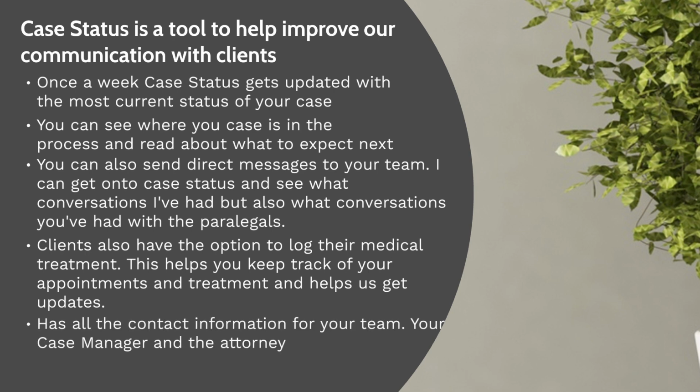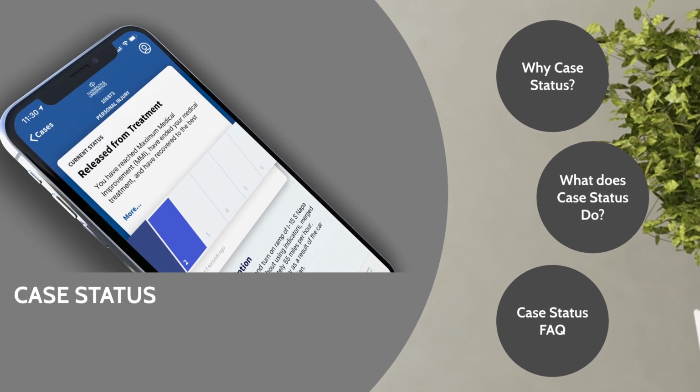The last helpful thing is that Case Status has all the contact information for your team, including your paralegal, the case manager, and the attorney. You can see the direct contact information for your case manager. That's the direct phone number and the direct email. So that can be helpful as well.